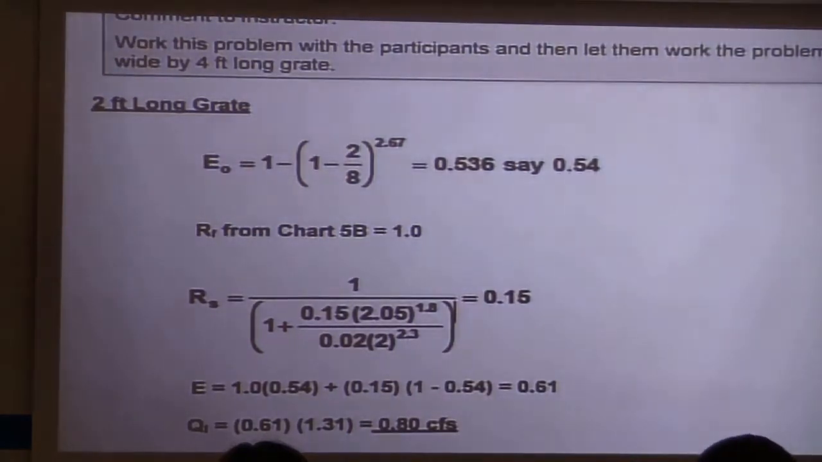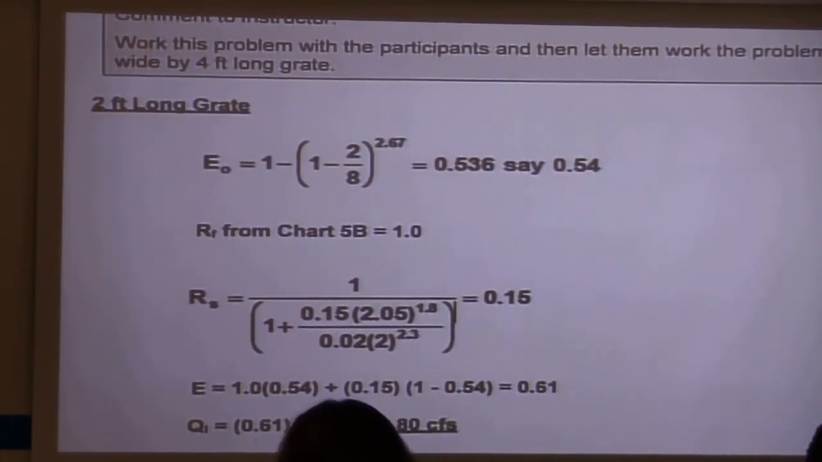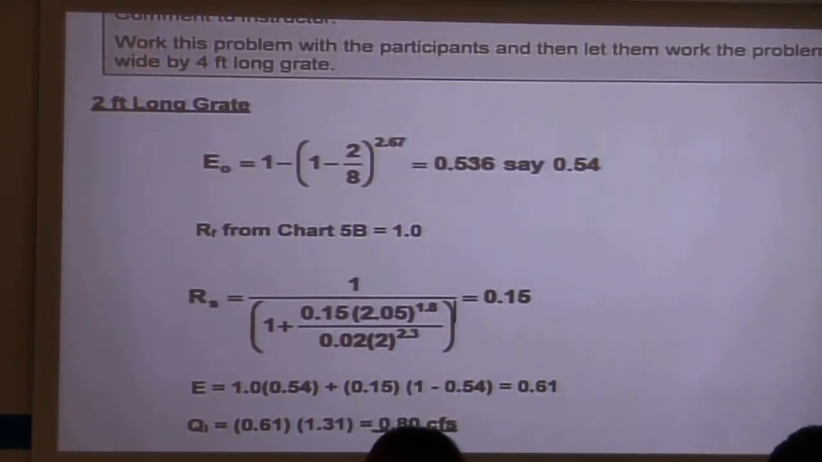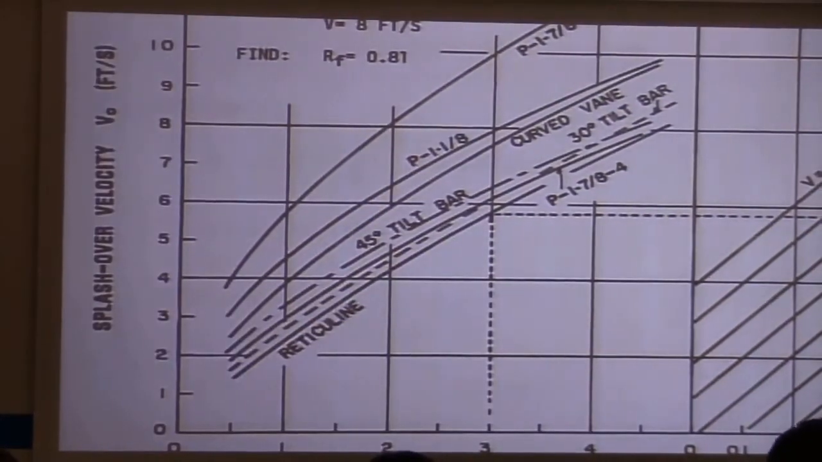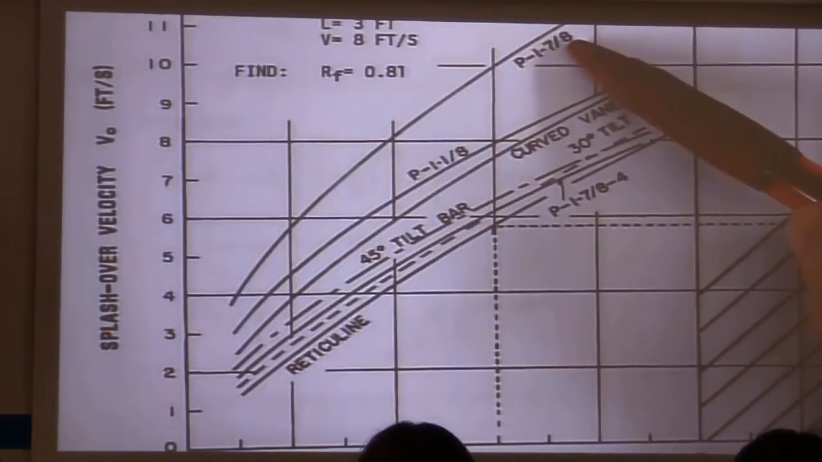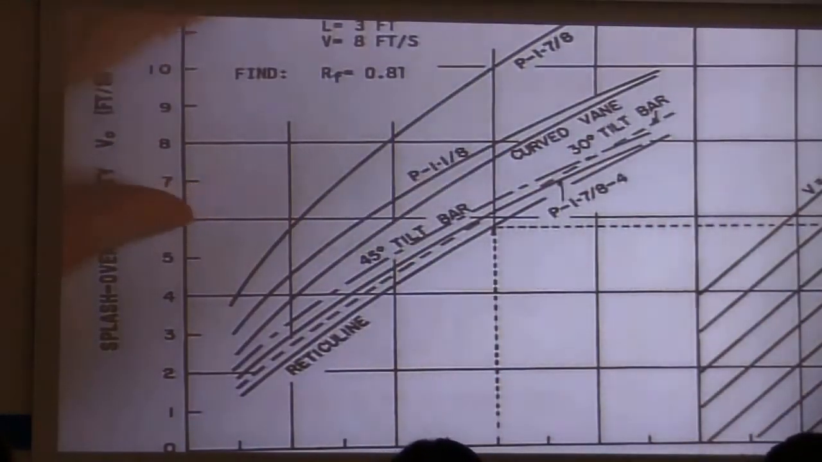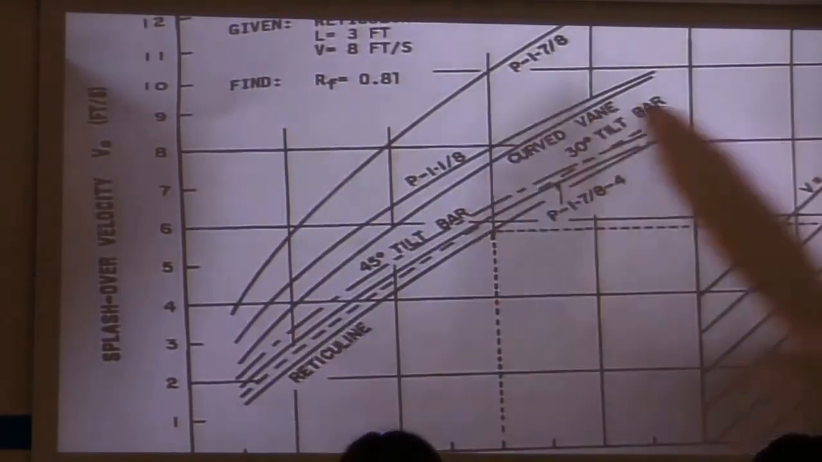From chart 5B, see if I can bring that up, RF equals 1. And why is that? So we look at the length of the grate. What's the length of our grate? Is it 2? It's 2. So we come in here to 2, and we get a P50 times 100, which is this 1-70. We come up here, and we can come across, and what was our velocity?